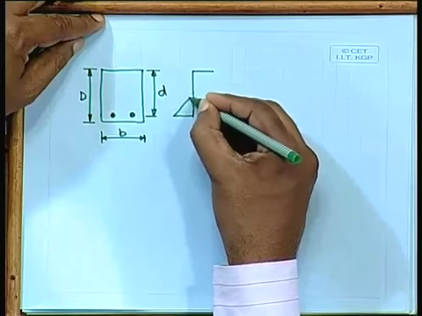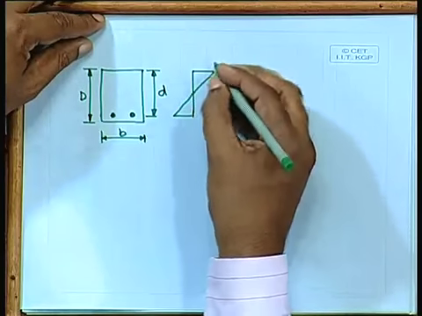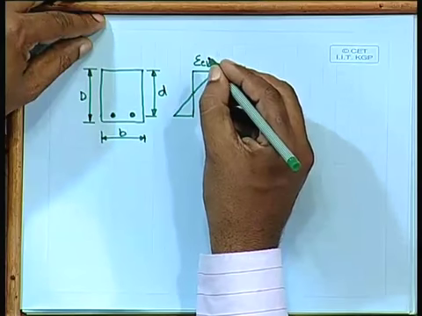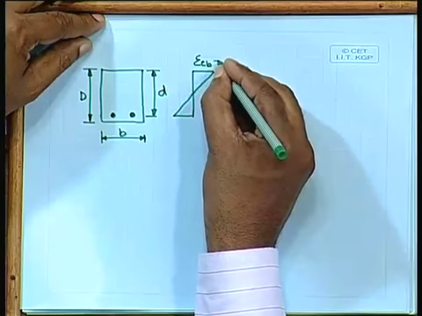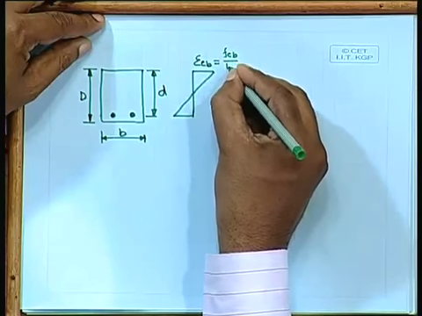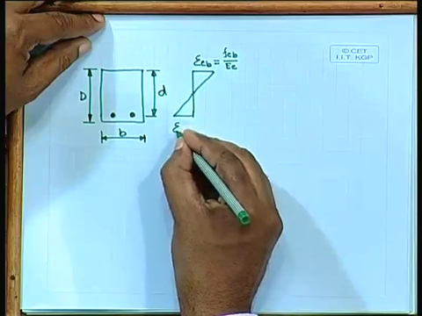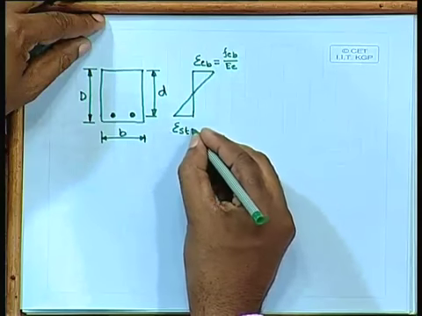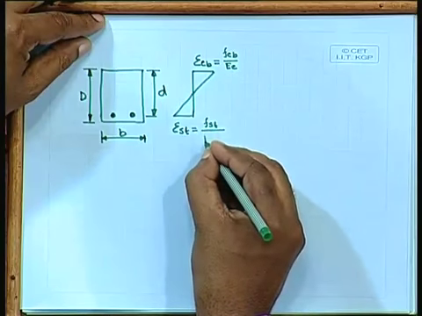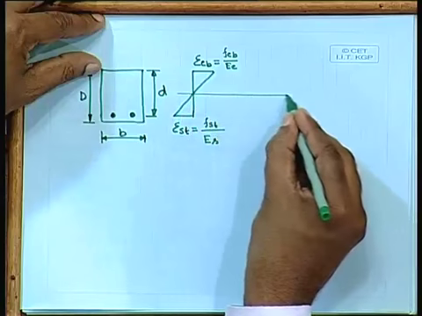Strain is linear. So, epsilon CB, the strain in concrete in bending, is that stress divided by modulus of elasticity, and epsilon ST, the strain in steel, say FST divided by ES. This is our neutral axis.